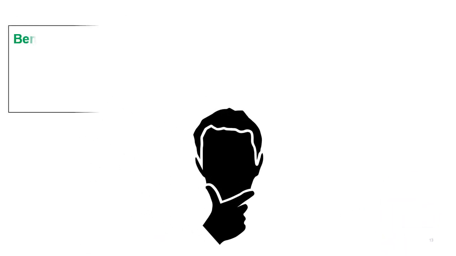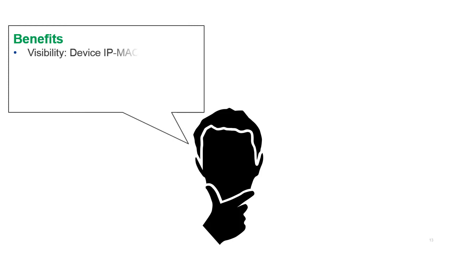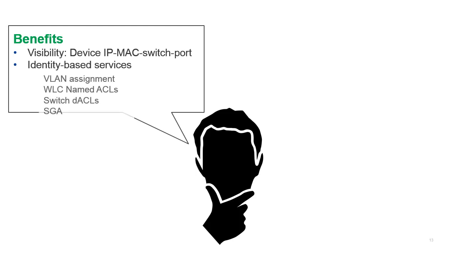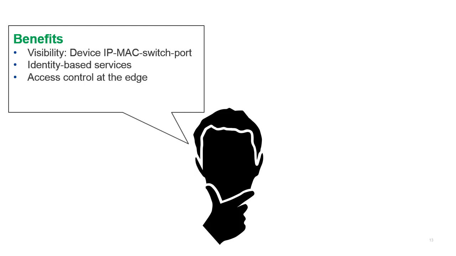So, on the plus side, MAB enhances your visibility into the network. The system can link the device IP and MAC addresses with connected switch and port. Quite useful for security audits, forensics, and troubleshooting. You get identity-based services. All of the 802.1x dynamic authorization techniques also work with MAB: VLAN assignment, ACLs, and SGA. Also, MAB acts at layer 2, allowing you to control network access at the edge.